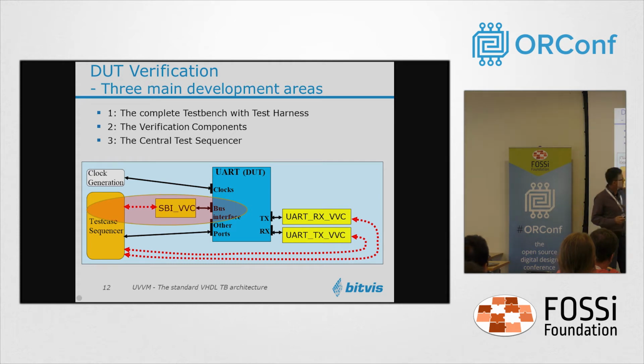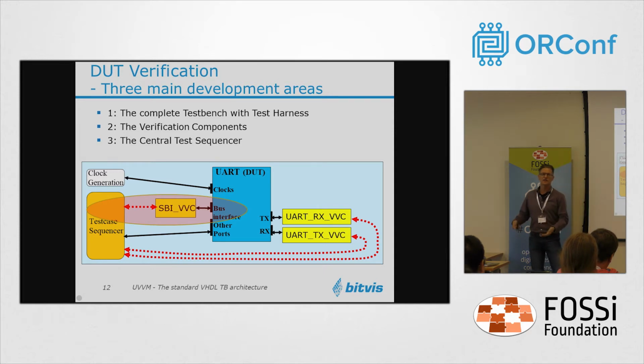Now, before I dive into these three, I will just show you what this actually means. Because now we have the test case sequencer talking to the verification component, again talking to the bus interface on, in this case, the UART. It's called an SBI on the Discovery VC. SBI stands for Simple Bus Interface. It's just a single cycle bus interface, dead simple. Even simpler than Wishbone and Avalon.